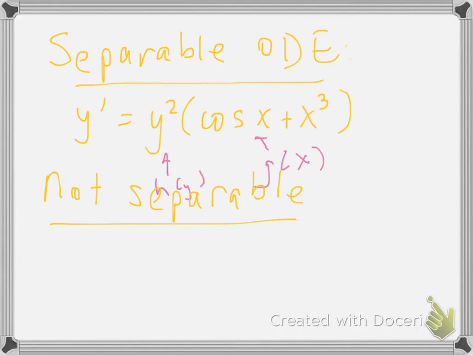A non-separable differential equation would be something of the form, for example, y prime equals y squared plus cosine x plus x cubed. There is no way to write that as the product of two functions, one of which depends only on y, the other of which depends only on x. So that one we will not be able to solve using the techniques in this section.